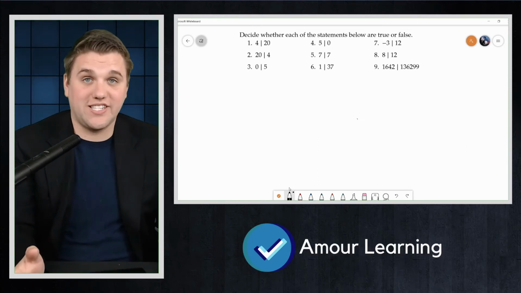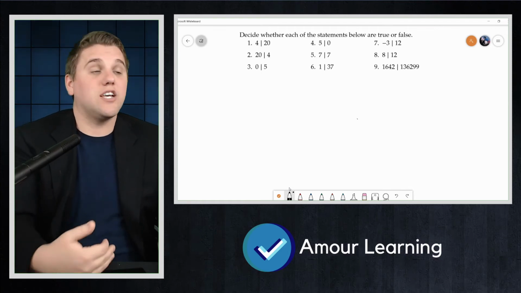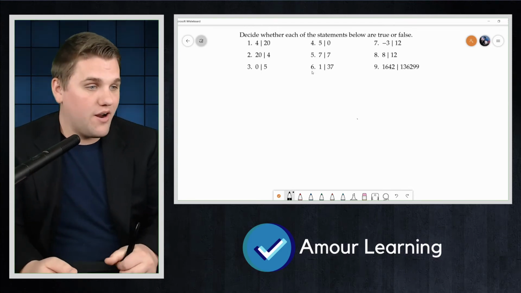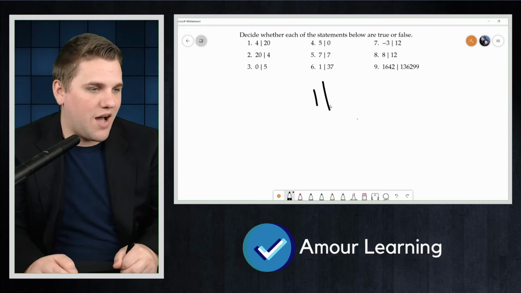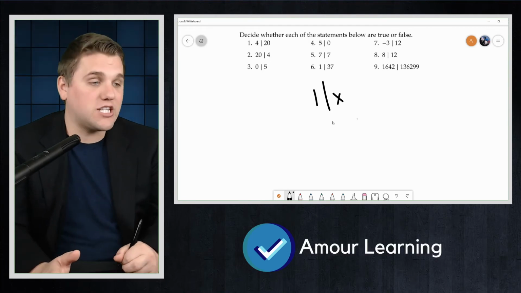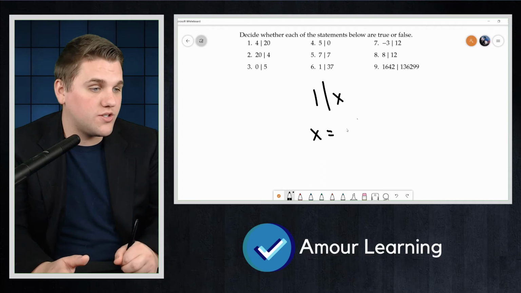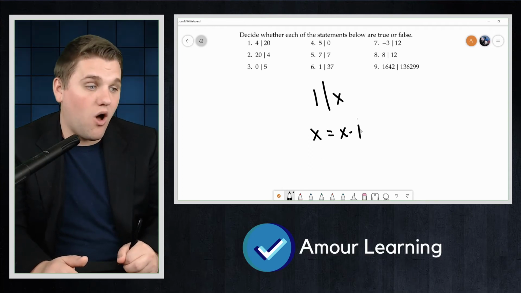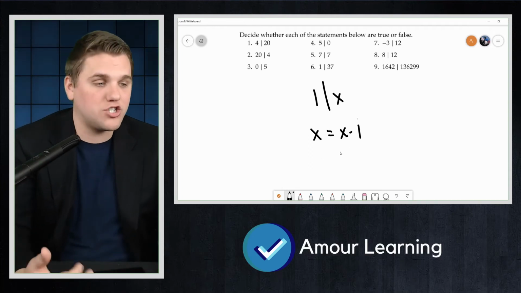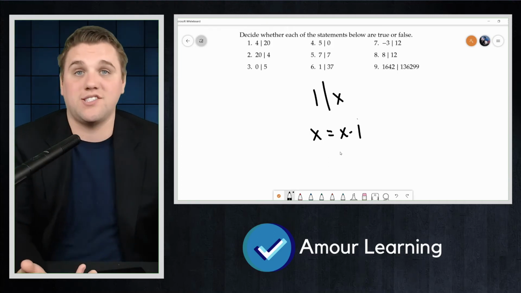All right, let's look at 6. 6 is true because 1 divides every number. In fact, you can always write 1 divides x for all x because x equals x times 1. x is a multiple of 1. You just multiply that 1 by whatever your integer x is.